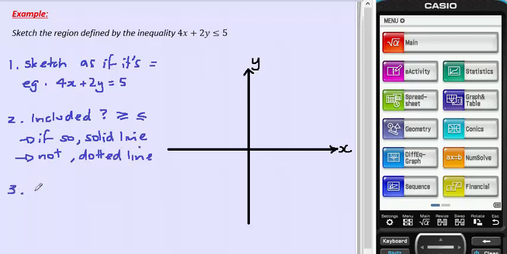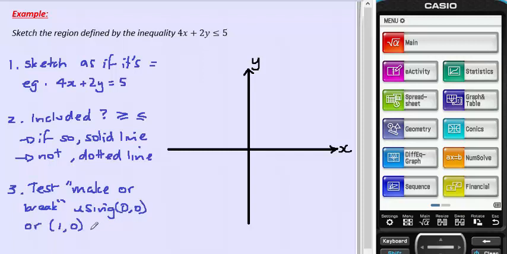And then 3, I test for what I call whether it makes or breaks the rule. I do that using the origin. And if I can't use the origin, then I'll normally use 1 and 0. One of them will be able to test. So this might not mean that much to you until I do it now.